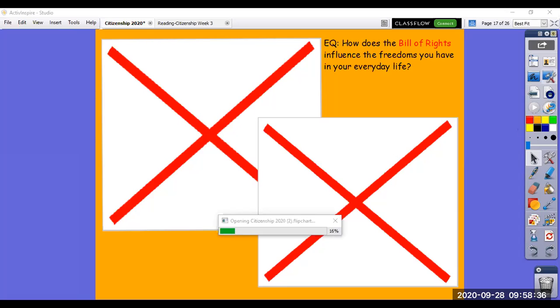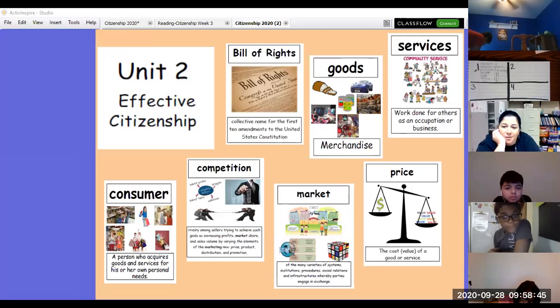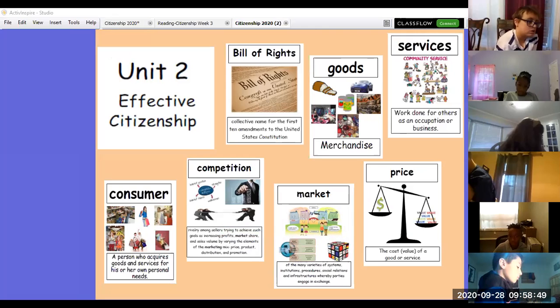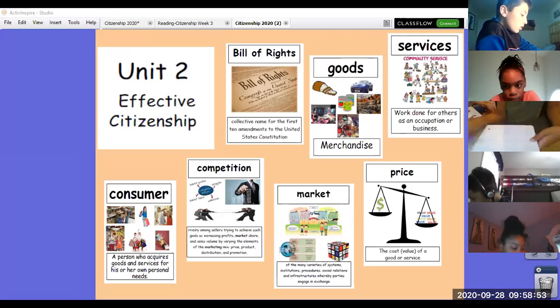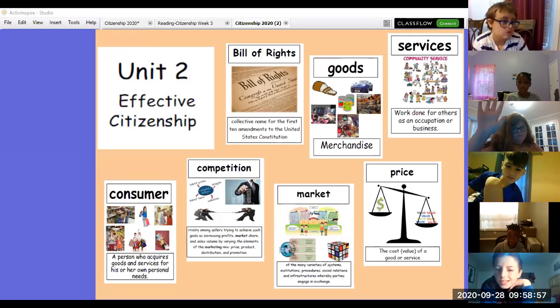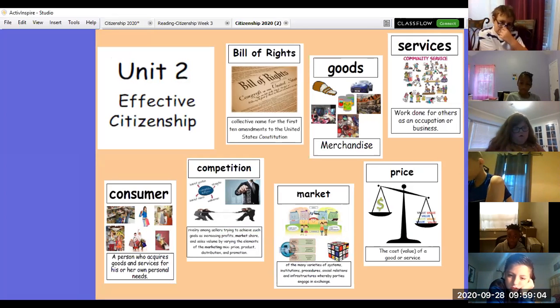While she's doing that, who knows what the Second Amendment is? Who can raise their hand and tell us? Does anybody know? It's a very popular one. We hear it a lot. Does anybody have their hand up? I don't see anybody with their hand up. Madeline, oh, there she goes. Good. What do you think it is? The right to bear arms.